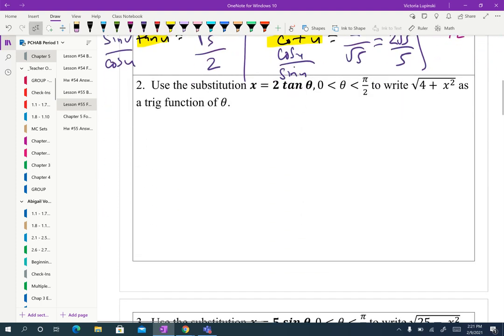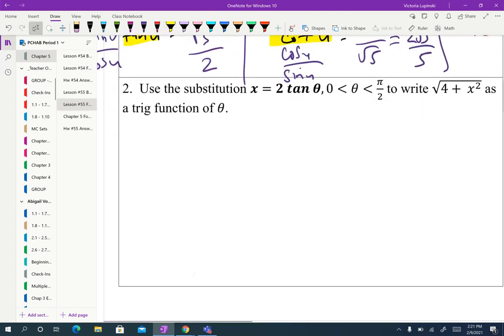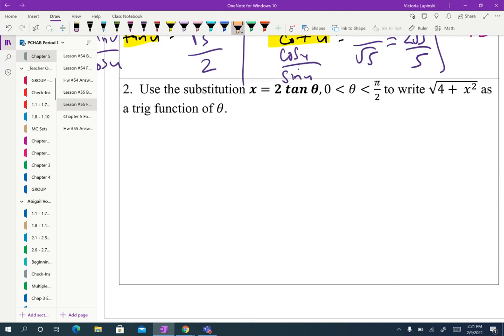A little bit more direct here in number 2. So they're telling you to make a substitution. They're telling you to take the x and let it be equal to 2 times the tangent of theta. They're giving you a qualifier here that theta has to be between 0 and pi over 2. And they're asking you to rewrite the square root of 4 plus x squared as a trig function of theta. So if you take a look at this restriction on theta, the fact that it's between 0 and pi over 2, that means that it's a quadrant 1 situation.